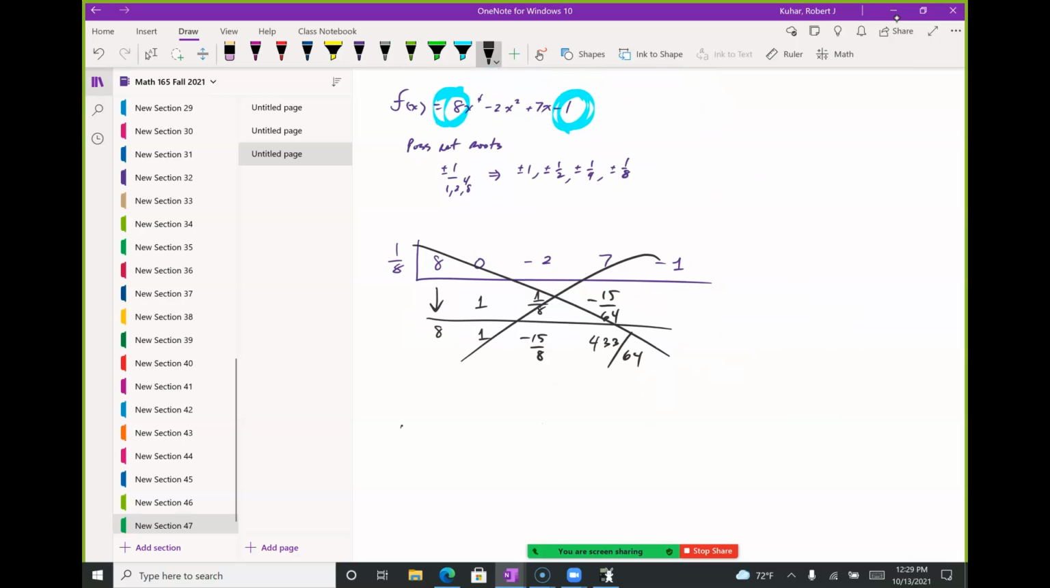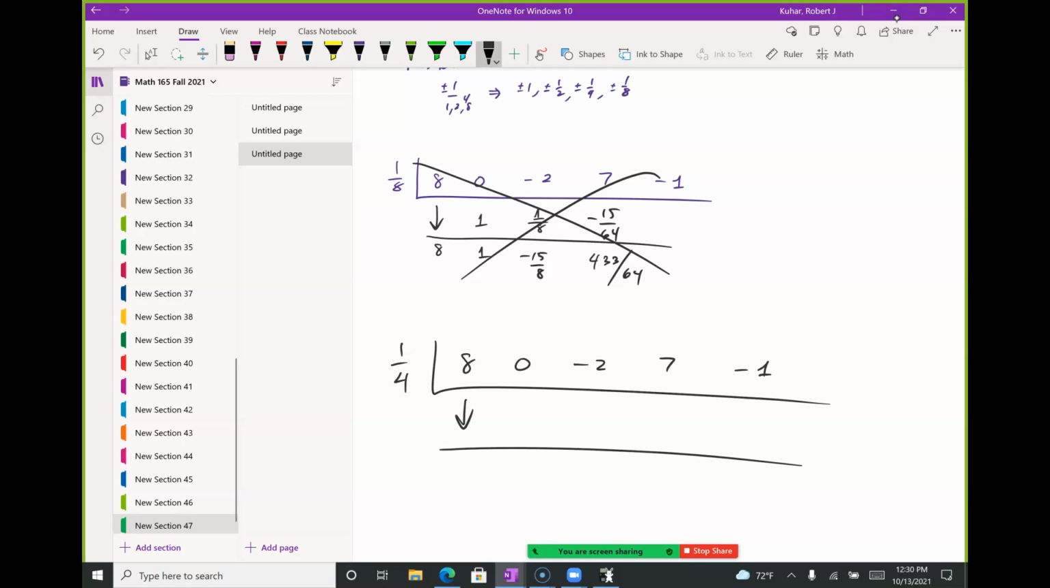I'm hoping 1/4 works. I'm not too hopeful because I don't know what this question is asking, but let's try it again. So bring down the 8, multiply, I get 2, add, I get 2. 1/4 of 2 is 1/2. Add, I get -3/2, right? -3/8. Oh my God. No, it's not a 0 either. All right, so I can see why you asked about this one.